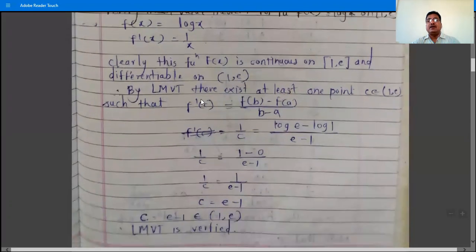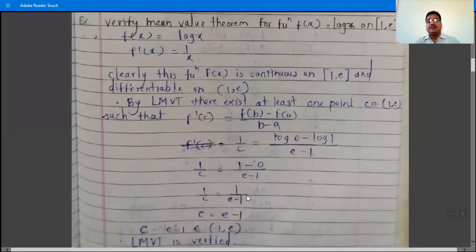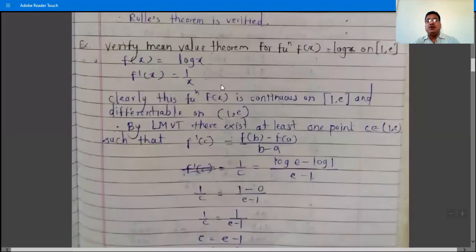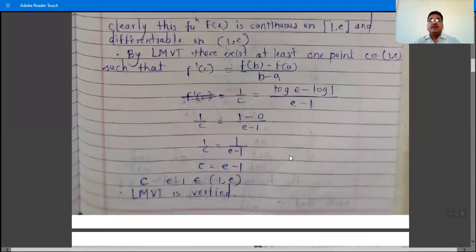Okay, so solve this equation. f dash x is 1 by x, so f dash c is 1 by c. f(b) is log of b, which is log of e, and f(a) is log of a, which is log of 1. Here a is 1 and b is e, so 1 by c is equal to log e, which is 1, minus log 1, which is 0, divided by e minus 1.